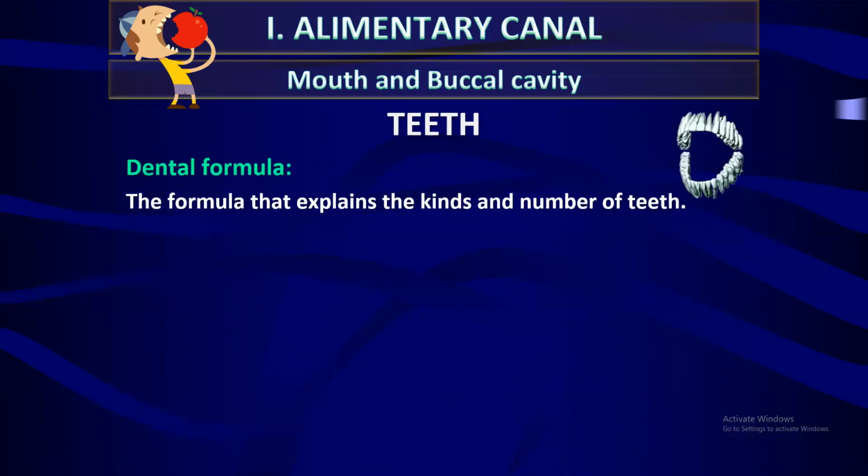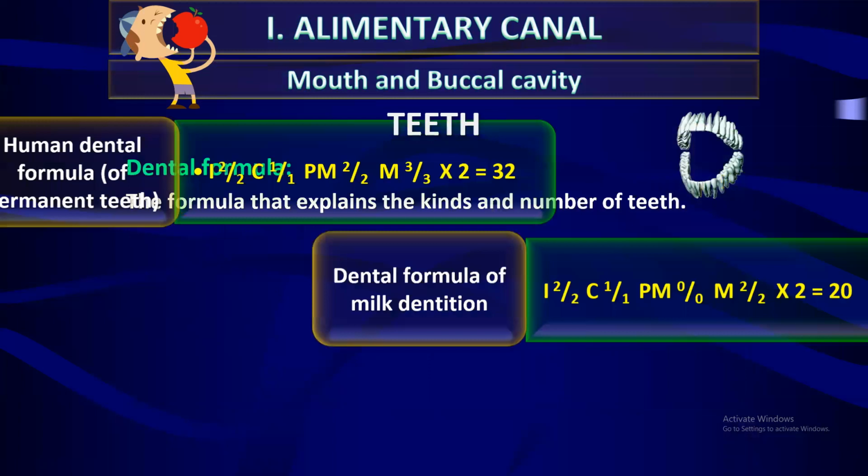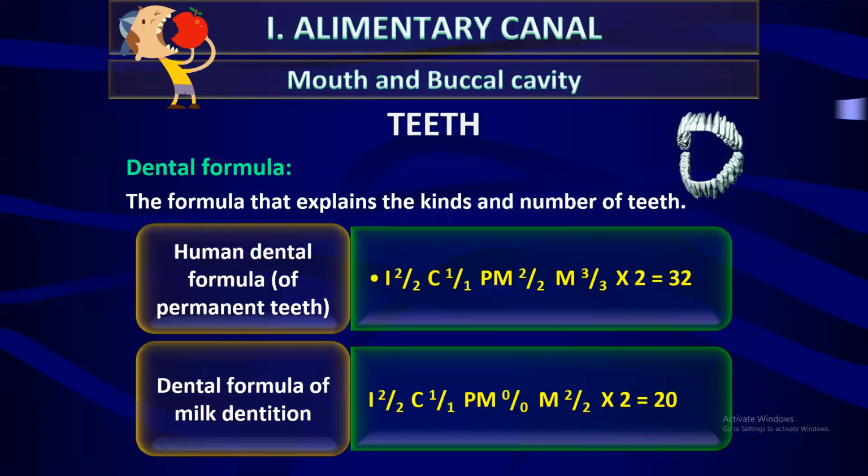Dental formula is used to explain the mode of arrangement of teeth, number of teeth, everything. It is the formula that explains the kinds and number of teeth. What are the 2 types of teeth? Milk teeth and permanent teeth. See, the first one is permanent teeth. What is the number of permanent teeth? 32. So, number of incisors, 2 by 2.